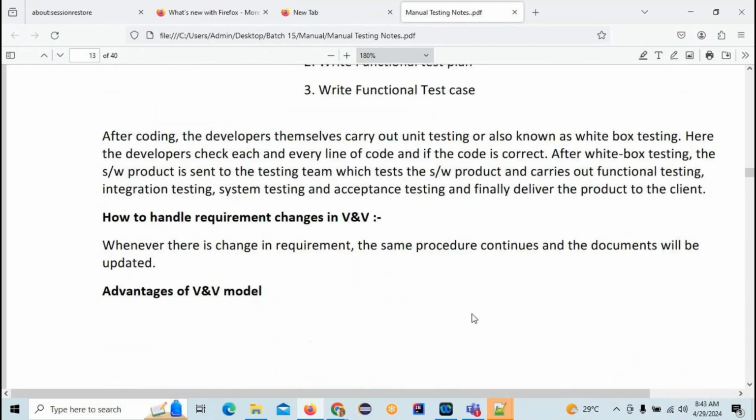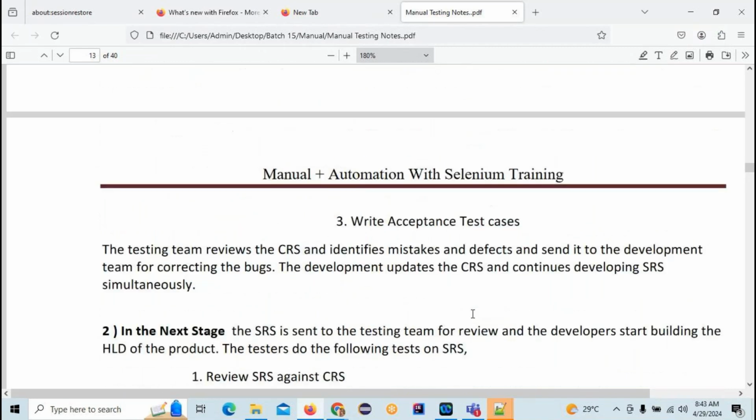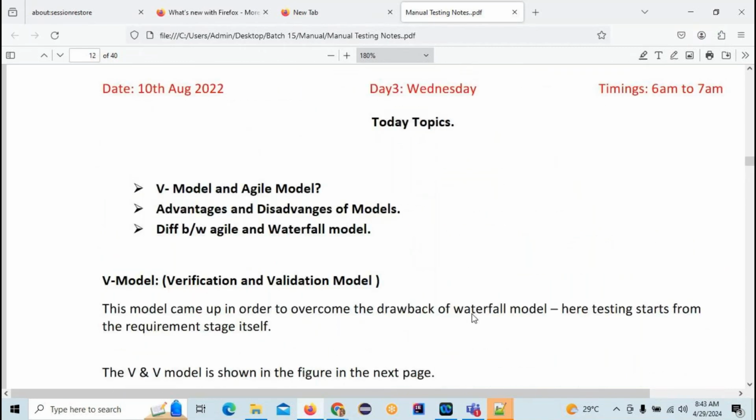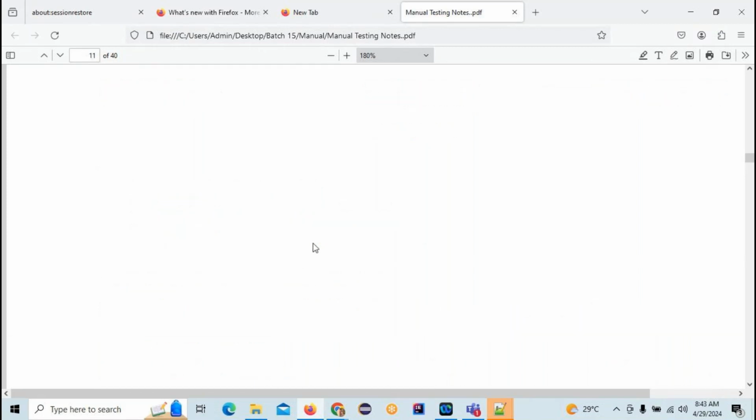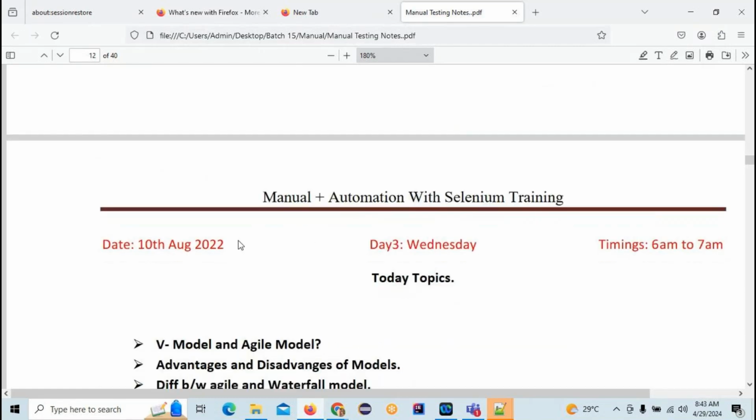I think you got the difference between the waterfall model and the V&V model. Both are sequential models. Tomorrow we can see the Agile model and the spiral model. Both are iteration models. Only the Agile model is used in the current market. We'll discuss the Agile methodology in detail in tomorrow's class. Hope you guys are clear with these two models.